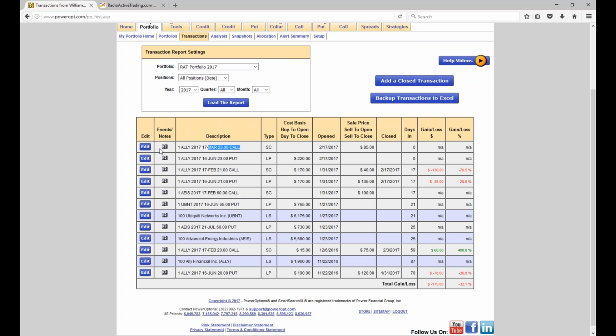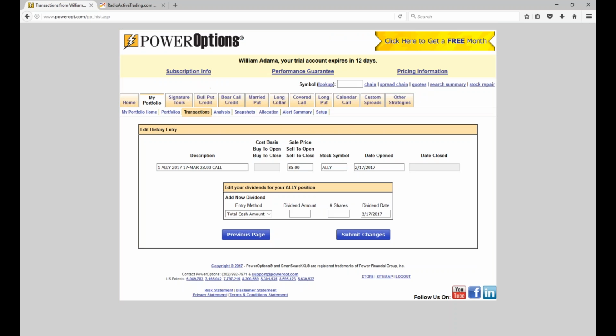It's an open position. If I go to edit, I can edit the price, but I can't delete it, and I can't put in a date closed. Why not? Because it's still an open position. So you can only edit realized gain or loss or closed transactions in the transactions menu.